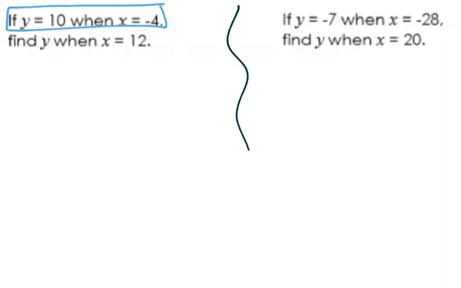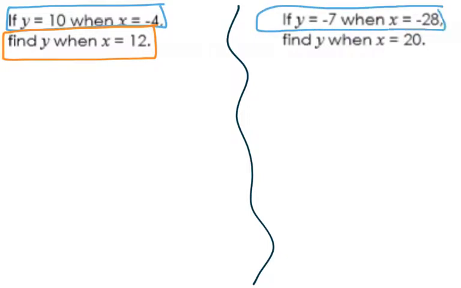Alright, so these are two different problems. Remember, the part in blue is how I find my k and how I write my equation. The part in orange is what I'm actually going to find. So what I want you to do is pause the video and try these. So pause the video in 1, 2, 3.